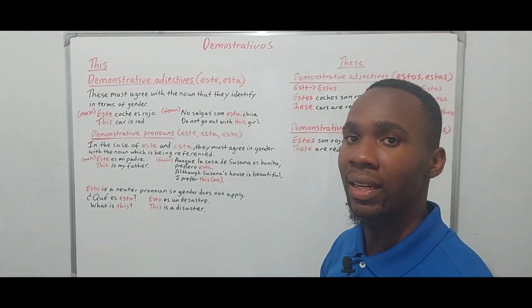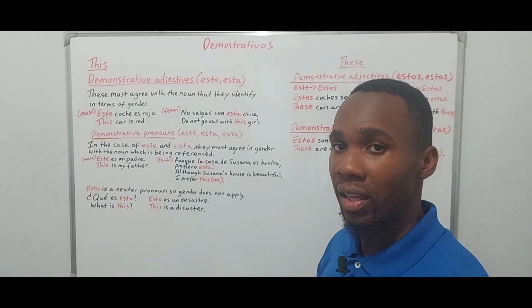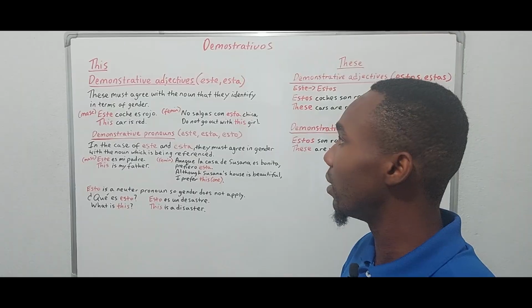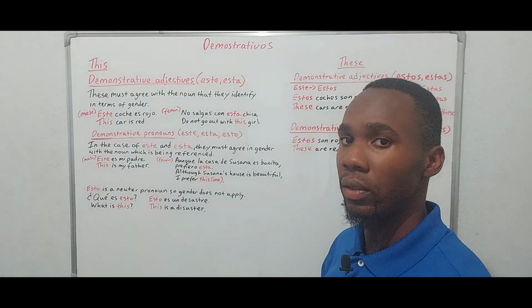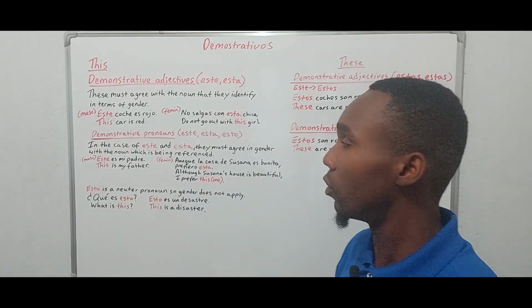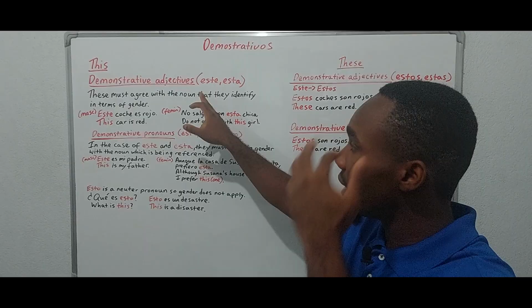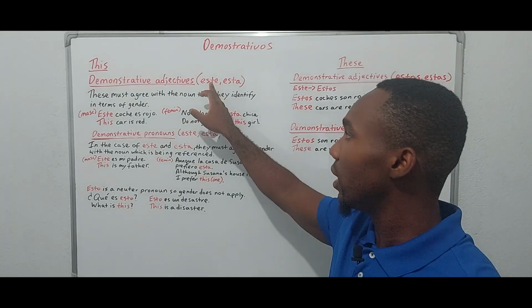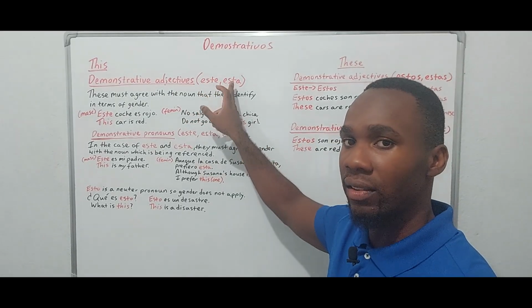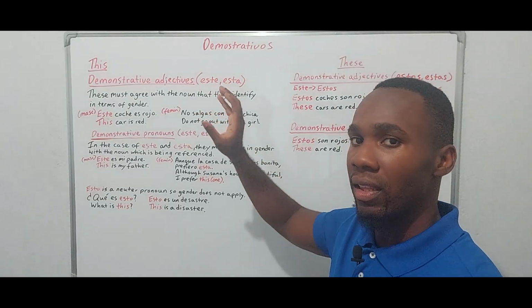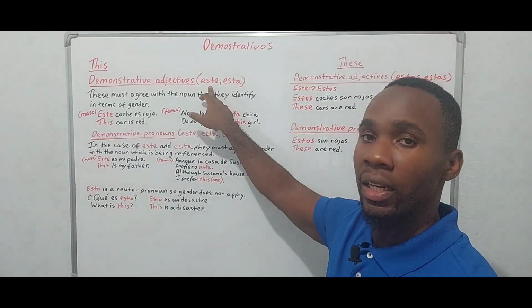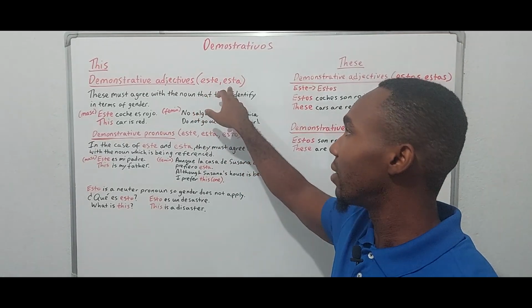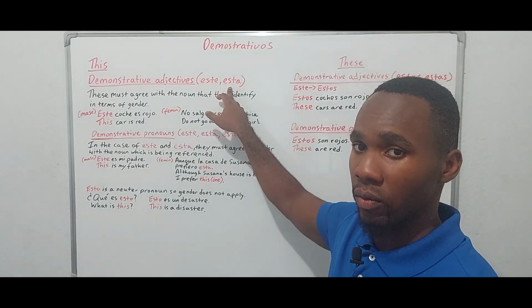So how do we say this in Spanish? This can be expressed in two ways if we're talking about this being an adjective, okay? We can either say este or esta, right? And this is going to be affected by gender. Este is for a masculine noun. Esta is for a feminine noun, okay?